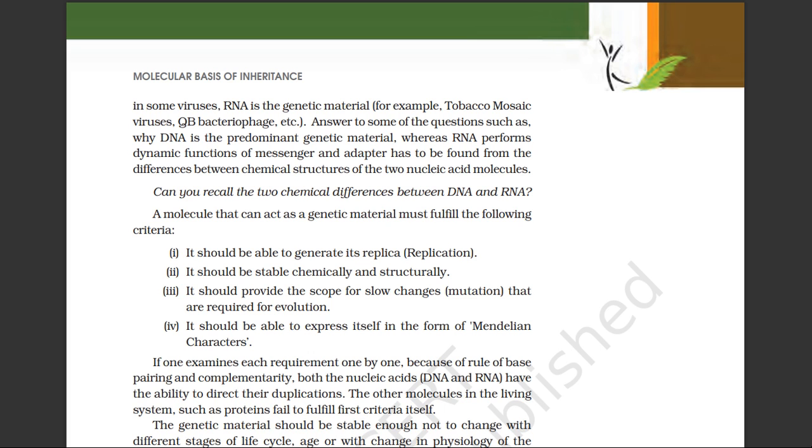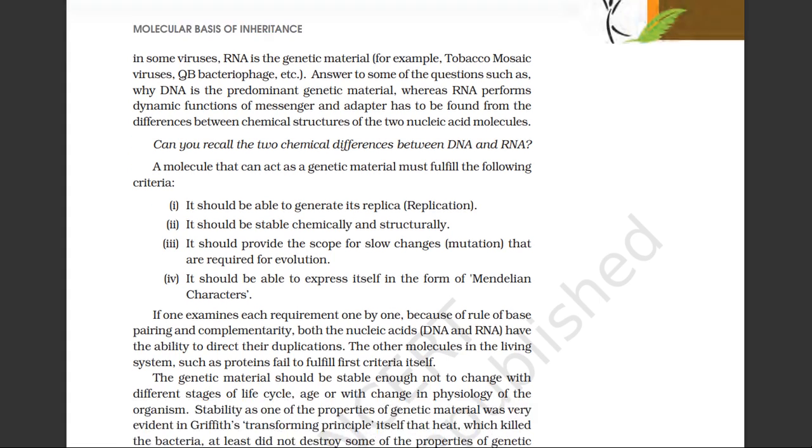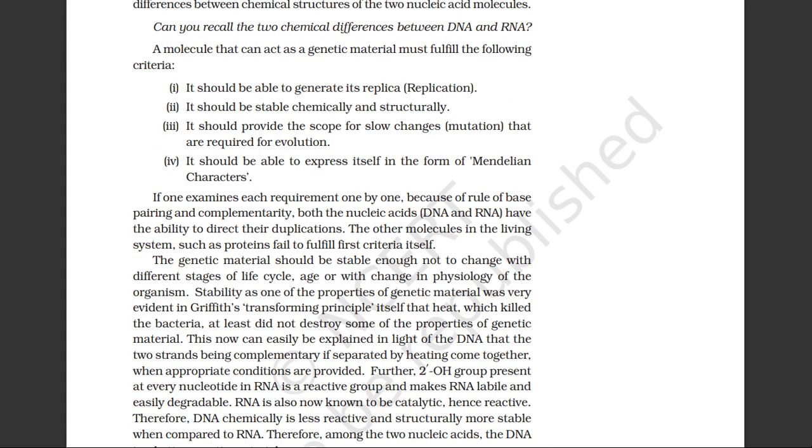That are required for evolution. 4. It should be able to express itself in the form of Mendelian characters. If one examines each requirement one by one, because of the rule of base pairing and complementarity, both the nucleic acids, DNA and RNA, have the ability to direct their duplications. The other molecules in the living system, such as proteins, fail to fulfill the first criterion itself.